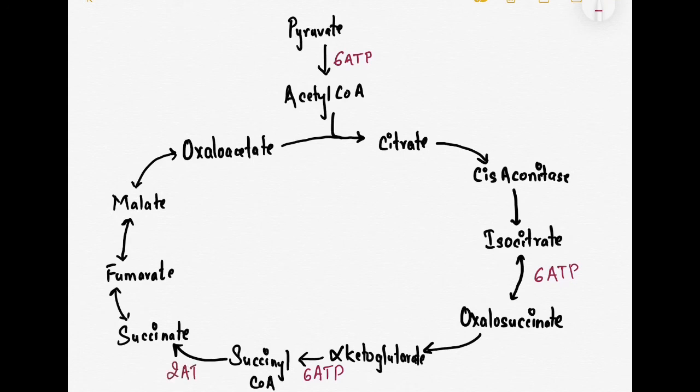From succinyl coenzyme A to succinate there is production of 2 ATP, and from succinate to fumarate there is production of 4 ATP, and finally from malate to oxaloacetate there is again production of 6 ATP. So overall there is 30 ATP production if the cycle initiates from or continues from the glycolysis. So this is all about TCA cycle, its introduction, amphibolic nature, pathway, as well as energetics.